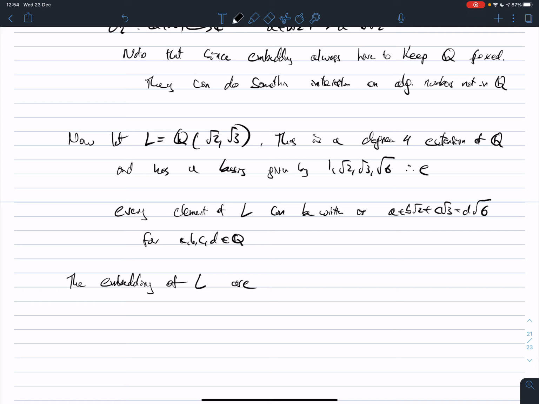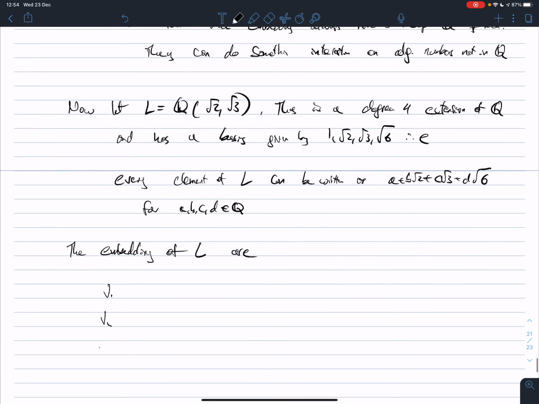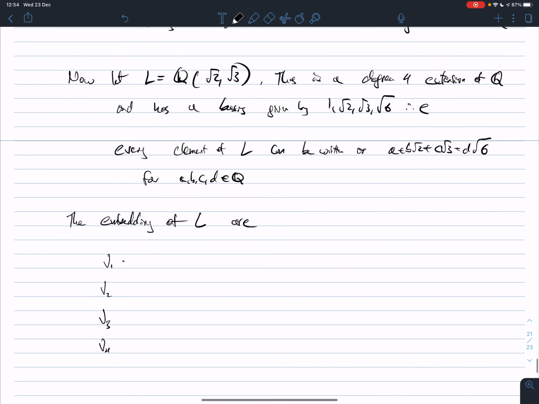I'm going to write these as ν1, ν2, ν3, ν4. I'm just going to tell you what it does. A plus b root 2 plus c root 3 plus d root 6 is just going to map to the same thing. So this is going to be the identity one.